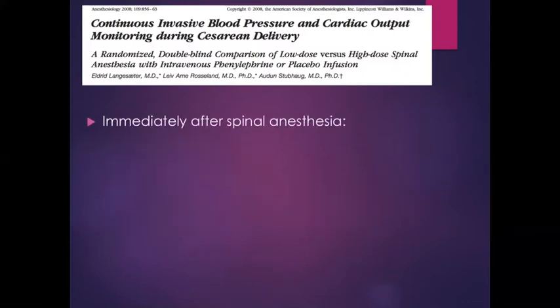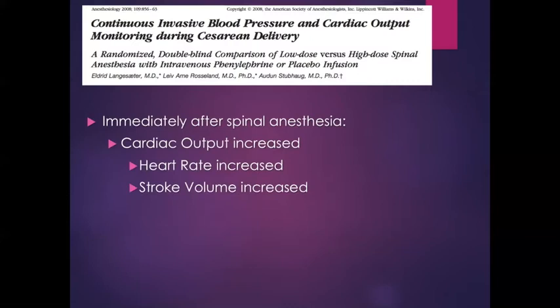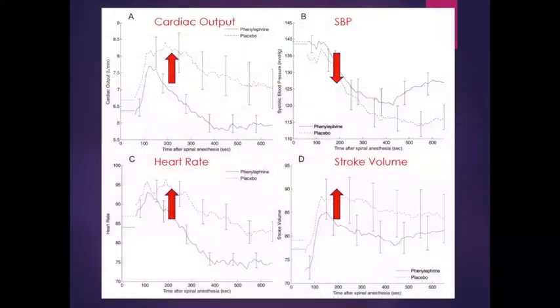Immediately after spinal anesthesia, they found that cardiac output increased, heart rate increased, and stroke volume increased. And of course, as we would expect, systolic blood pressure decreased. You can see here that the authors found an initial prominent decrease in SVR resulting in the hypotension and an increase in cardiac output mainly due to increase in heart rate and stroke volume. The peak effect occurred at approximately 3 minutes after spinal initiation.